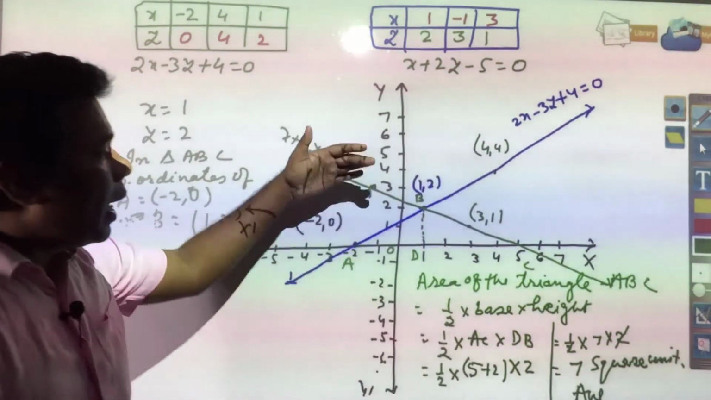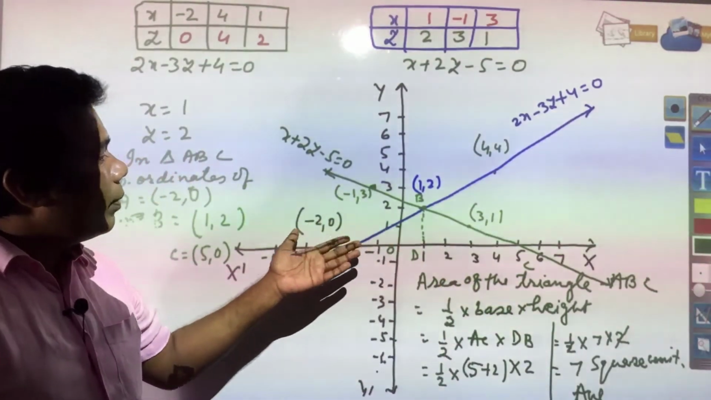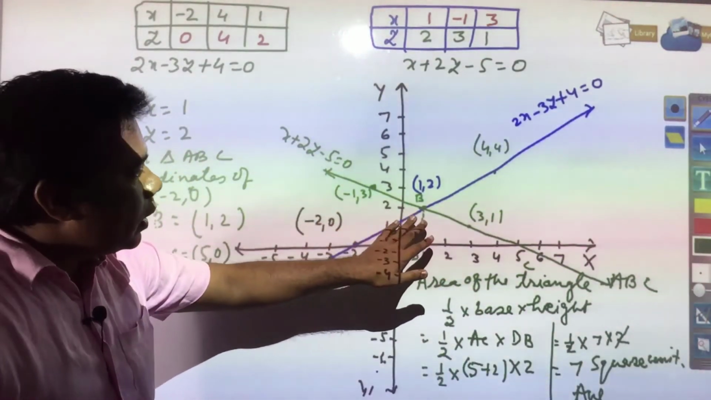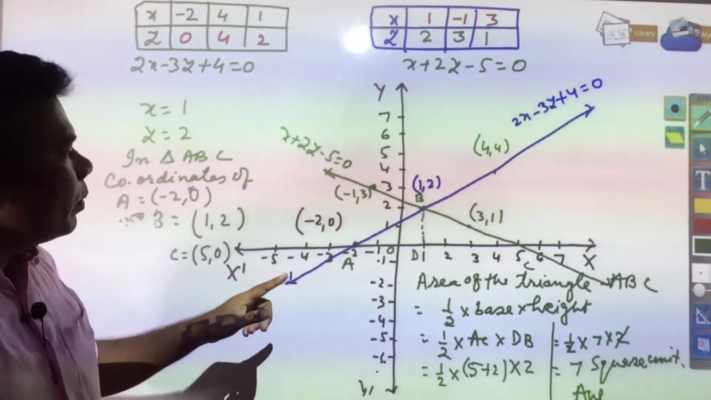So, all three answers you have got. First of all, you have plotted the graph, graphically you have shown, and you have got the unique solution. The solution you have is x is equal to 1 and y is equal to 2.